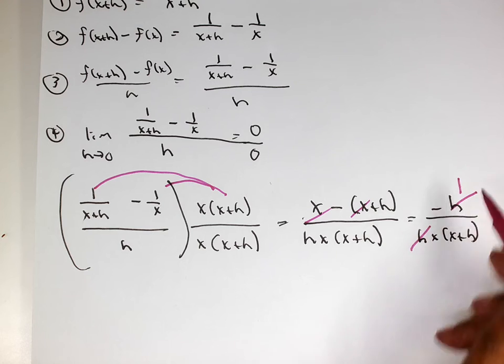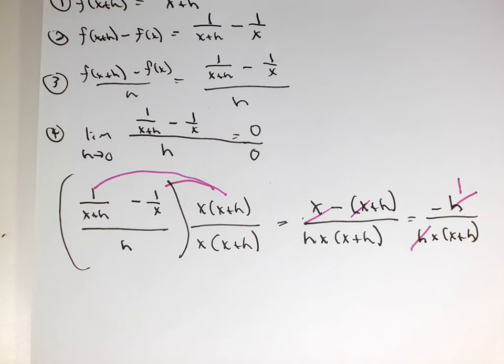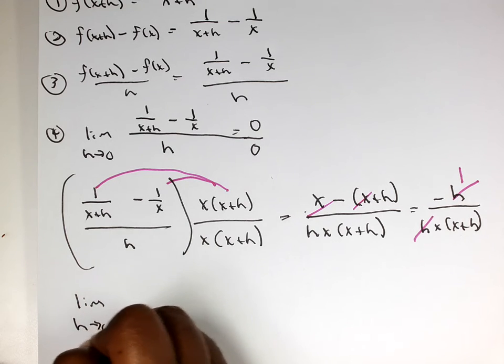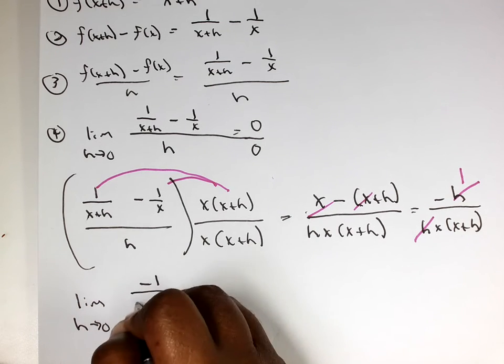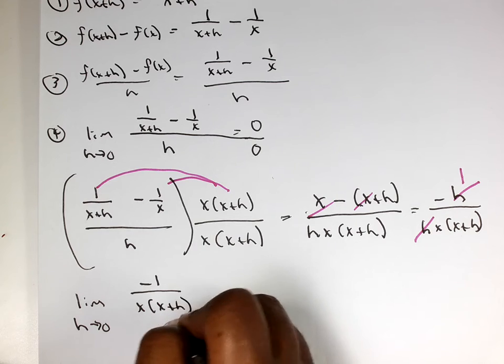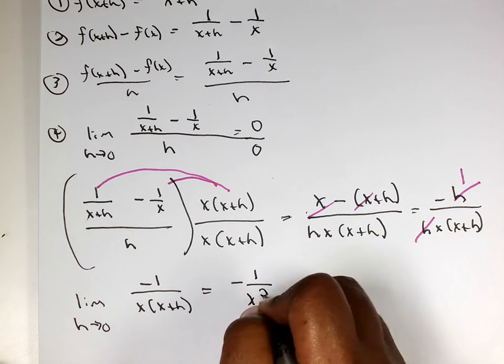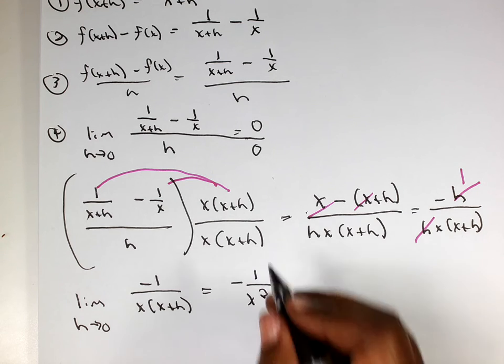And then the h's are going to simplify to a 1. So I end up having to take the limit as h goes to 0 of negative 1 over x times x plus h, which would give me a negative 1 over x squared. So that is the derivative.